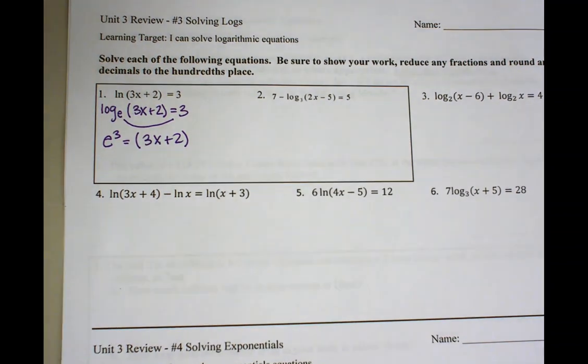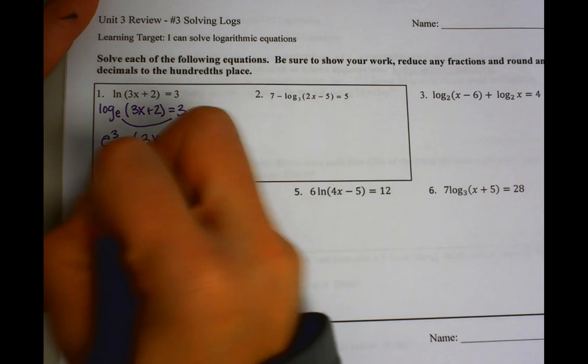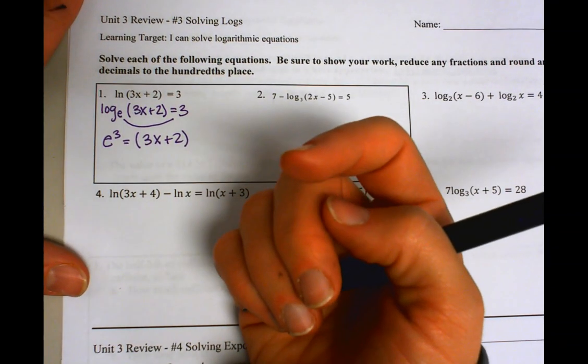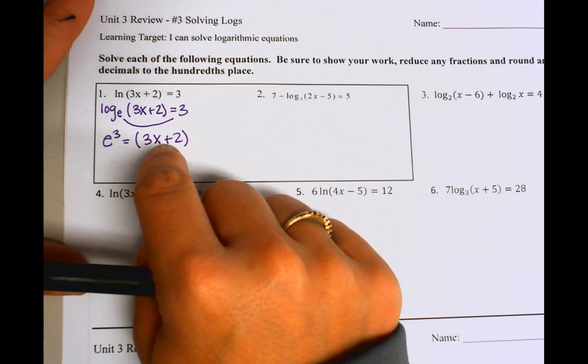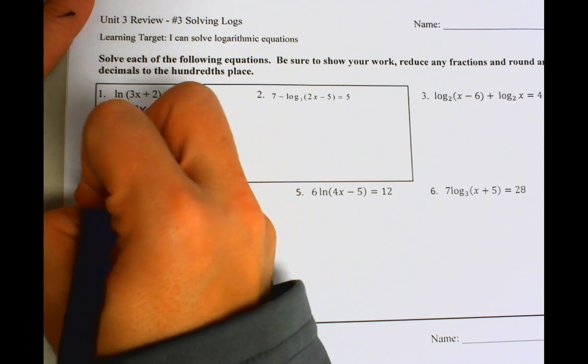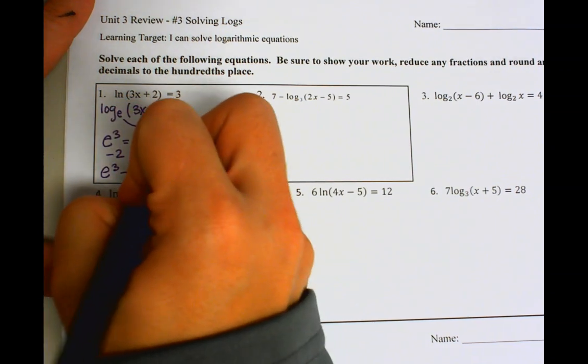If I'm solving for x, I could subtract 2 from both sides. E to the third is just a number. We can solve that in our calculator. It's really that x that we're trying to get by itself. So if I subtract 2 from both sides, I'd have e to the third minus 2 equals 3x.